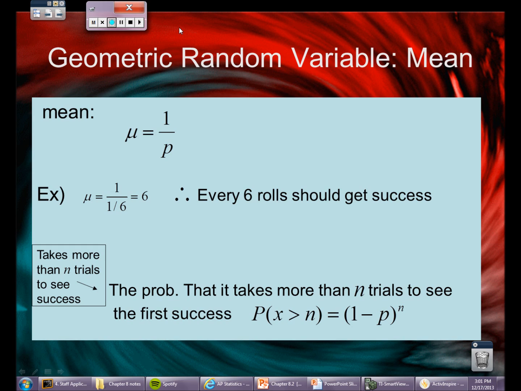Here's your formula for the mean of a geometric random variable. This is also considered the expected value. The mean mu is 1 over p. So on the average, how many rolls until I see success when rolling a die? 1 over 1/6 is 6. The law of large numbers says, in the long run, every 6 rolls I should get success. And then I have another formula at the bottom here, the probability that it takes more than n trials to see your first success: 1 minus p, raised to the n.